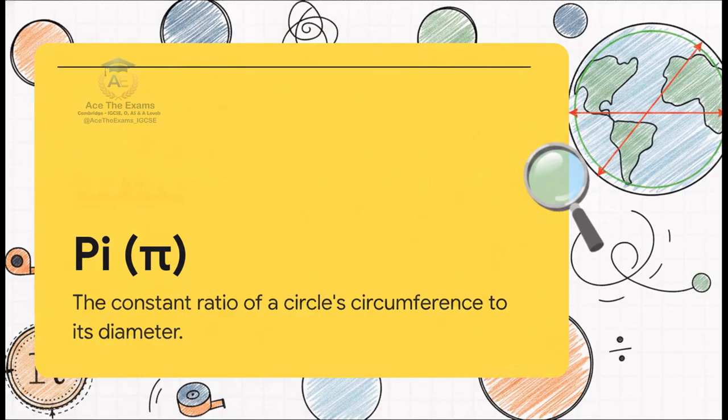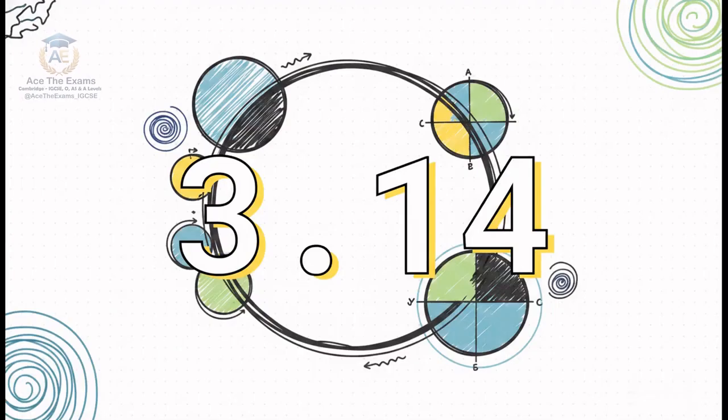Because they are mathematically similar, the ratio of their circumference, that total distance around the outside edge, to their diameter, the straight line distance right across the middle, never, ever changes. It is an absolute constant. It's the foundational rule of the game when it comes to circles. And of course, this famous constant ratio is what we call pi.